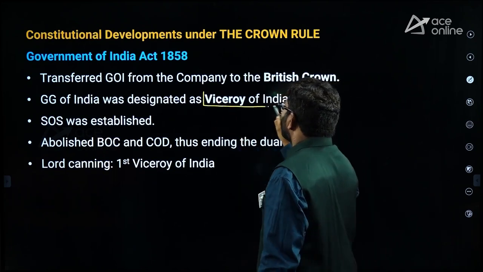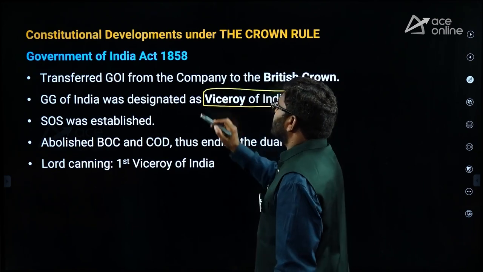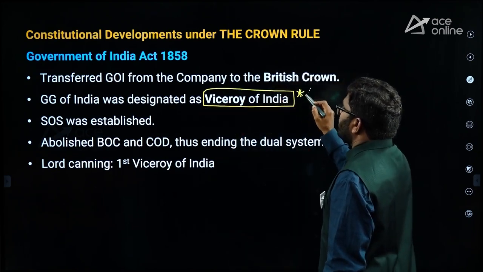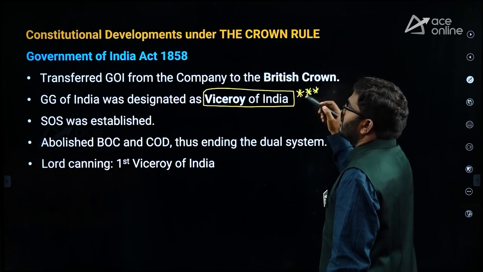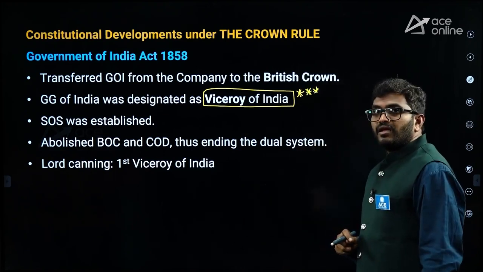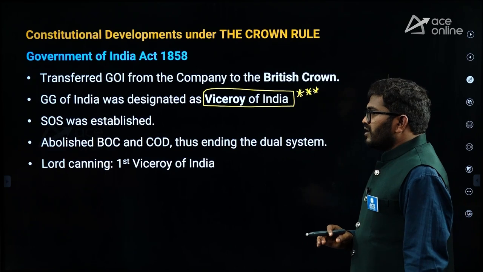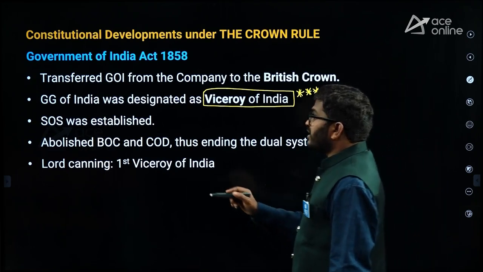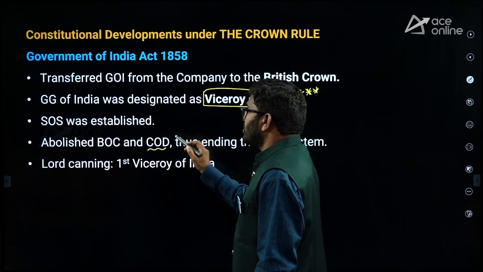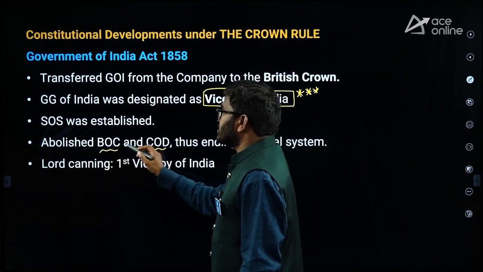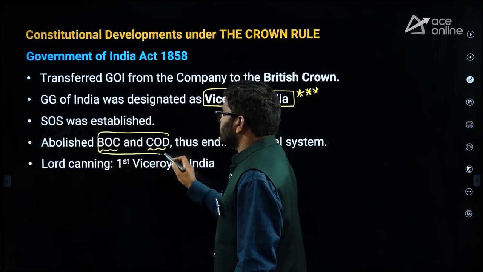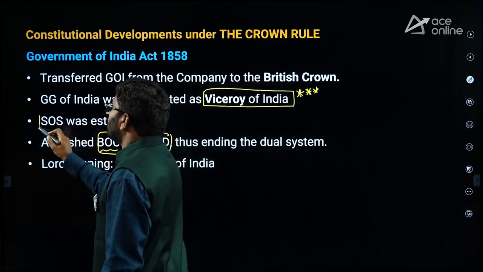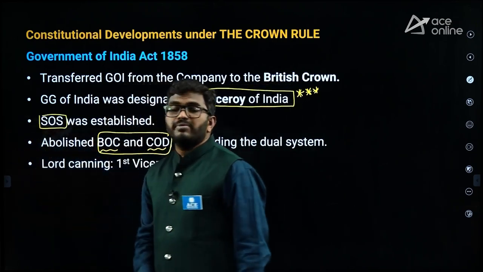Remember. So after this 1857 revolt, the Viceroy of India evolved. So Governor General of India gone. And also Board of Control and Court of Directors. See, Court of Directors for the commercial functions, Board of Control for the political functions, both are abolished. Directly, Secretary of State was established.